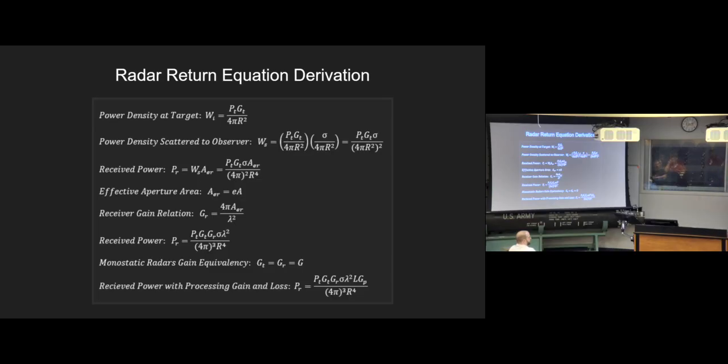The power density at the target is a pretty simple formula. PT is the power of the transmitter. Everyone knows a 120 watt light bulb? A 120 watt transmitter is the same deal. Instead of emitting 120 watts of light, it's emitting 120 watts of radio waves. Simple enough. GT is a concept called gain.